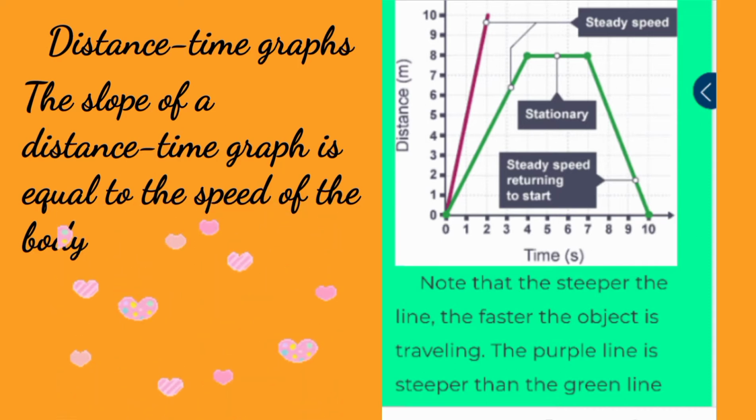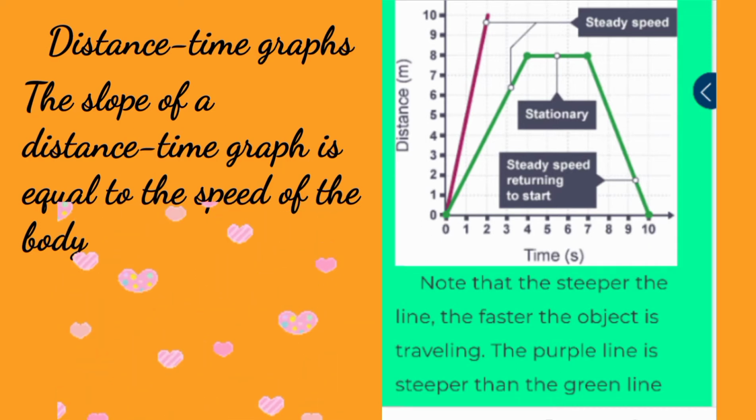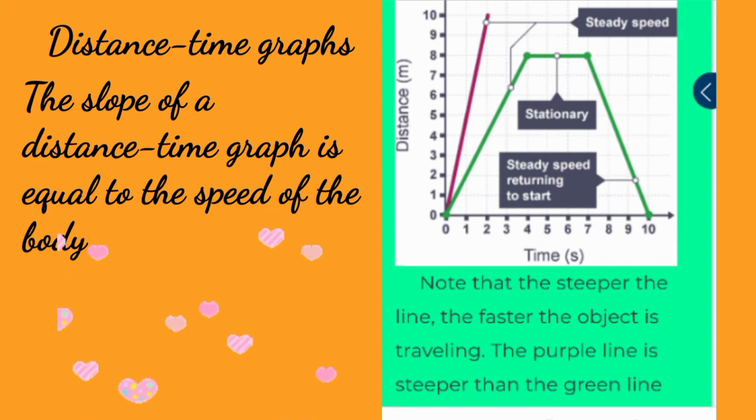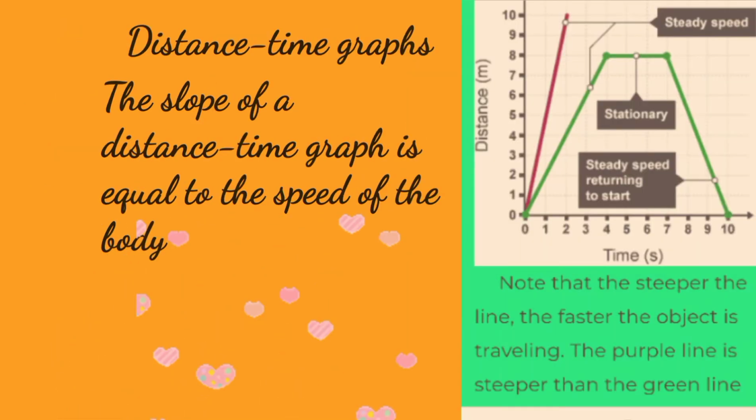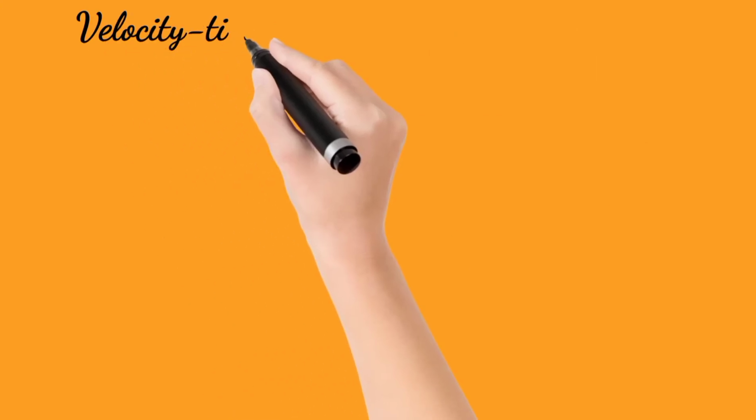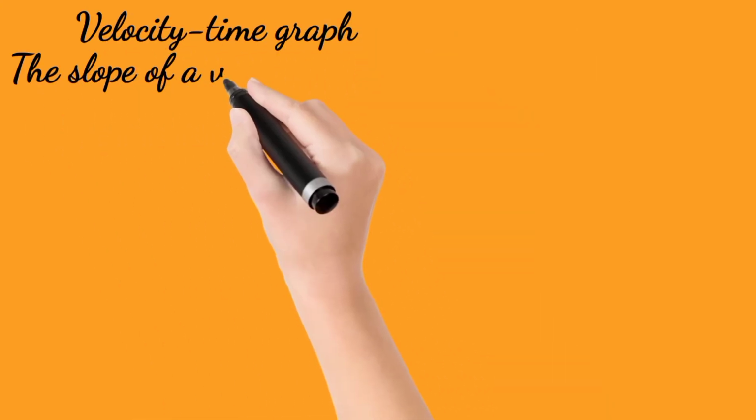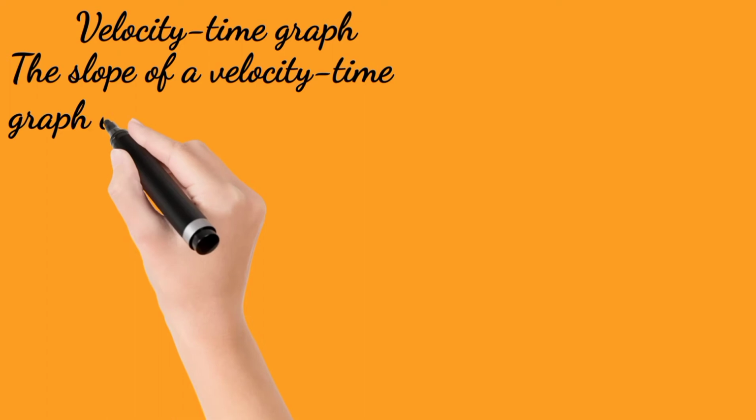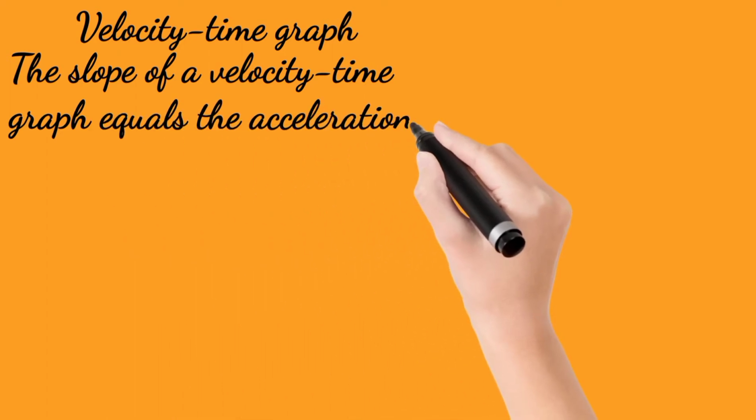For a stationary body, the speed is 0, since the slope of a line that is parallel to the time axis is also 0. A line that is tipping downwards or bending downwards shows that the body is reducing in speed. So let's look at the velocity time graph.